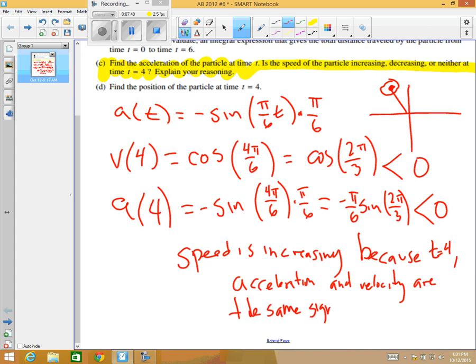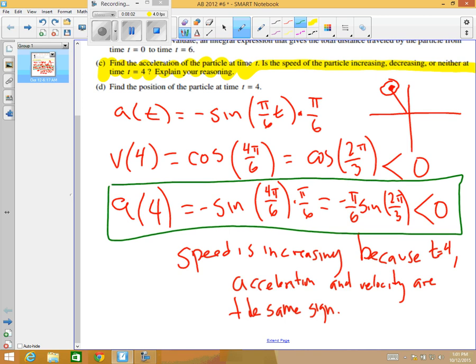What's going to happen to a lot of people, and I'm guessing this is where some points were lost, is people are going to just plug in 4 to acceleration. You're going to say, oh, that was negative, so I'm slowing down. That logic isn't quite right. So let's talk about how that might play out in the points.